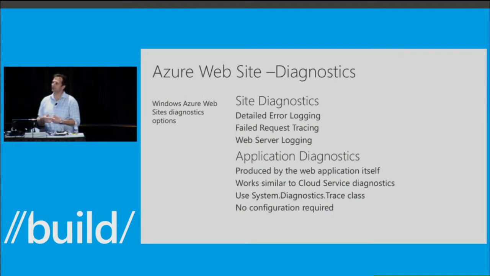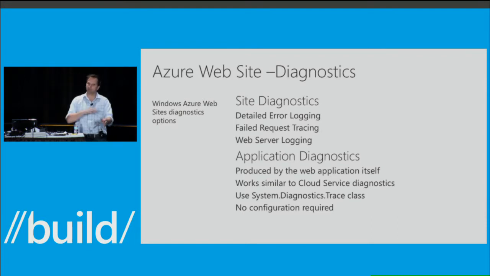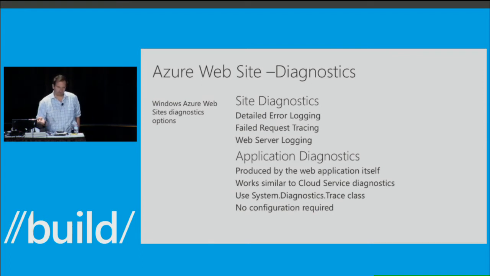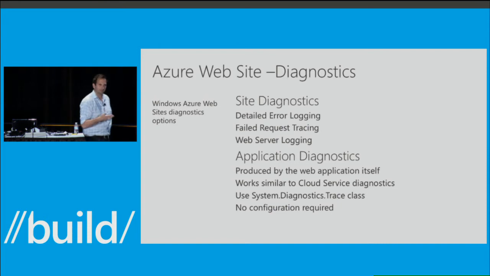And then, of course, the application diagnostics part. The application diagnostics really refers to the application itself. That's basically you write a web application, you put your trace statements in there, and you publish it to an Azure website, right? That's the application diagnostics. So it works similar to Azure Diagnostics. You just need to use the System.Diagnostics namespace and then Trace.TraceError or Trace.TraceInformation.